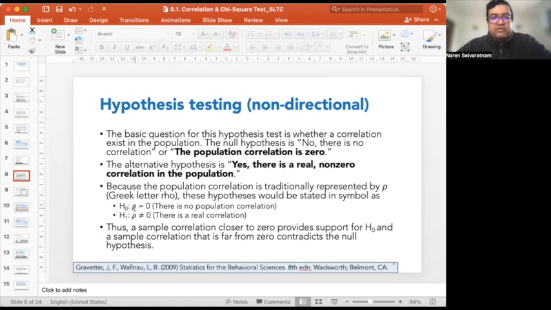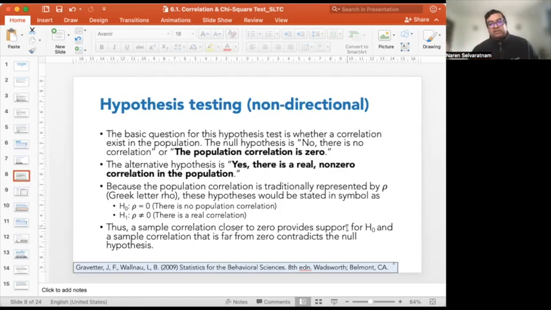Here we have used the Greek letter rho. The null hypothesis is rho equal to 0, which means there is no correlation, and the alternative is rho not equal to 0, which means there is a real correlation. So that is exactly how we are going to do this. A sample correlation closer to 0 provides support for your null hypothesis. So if the resulting correlation is closer to 0, you would have to accept your null hypothesis.